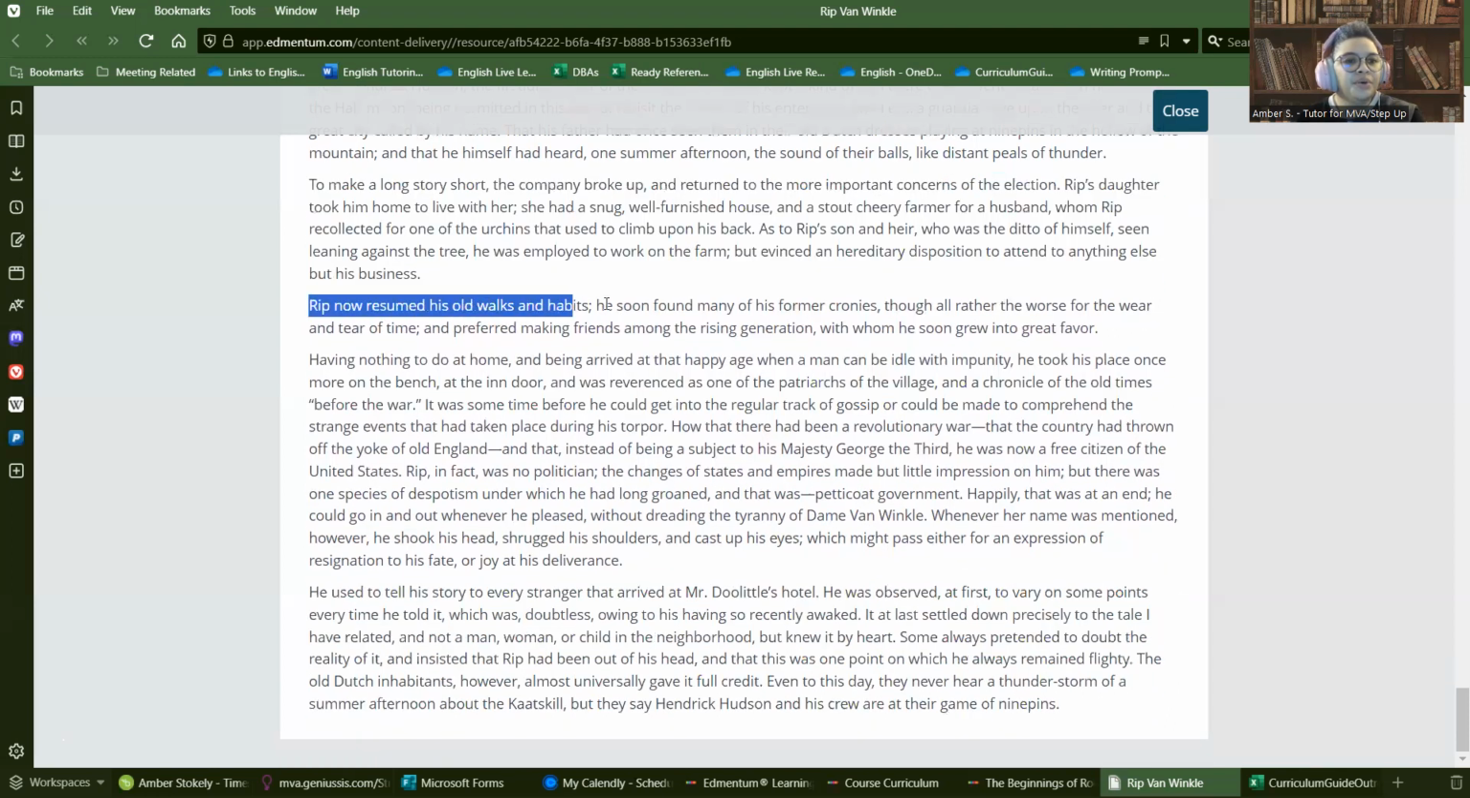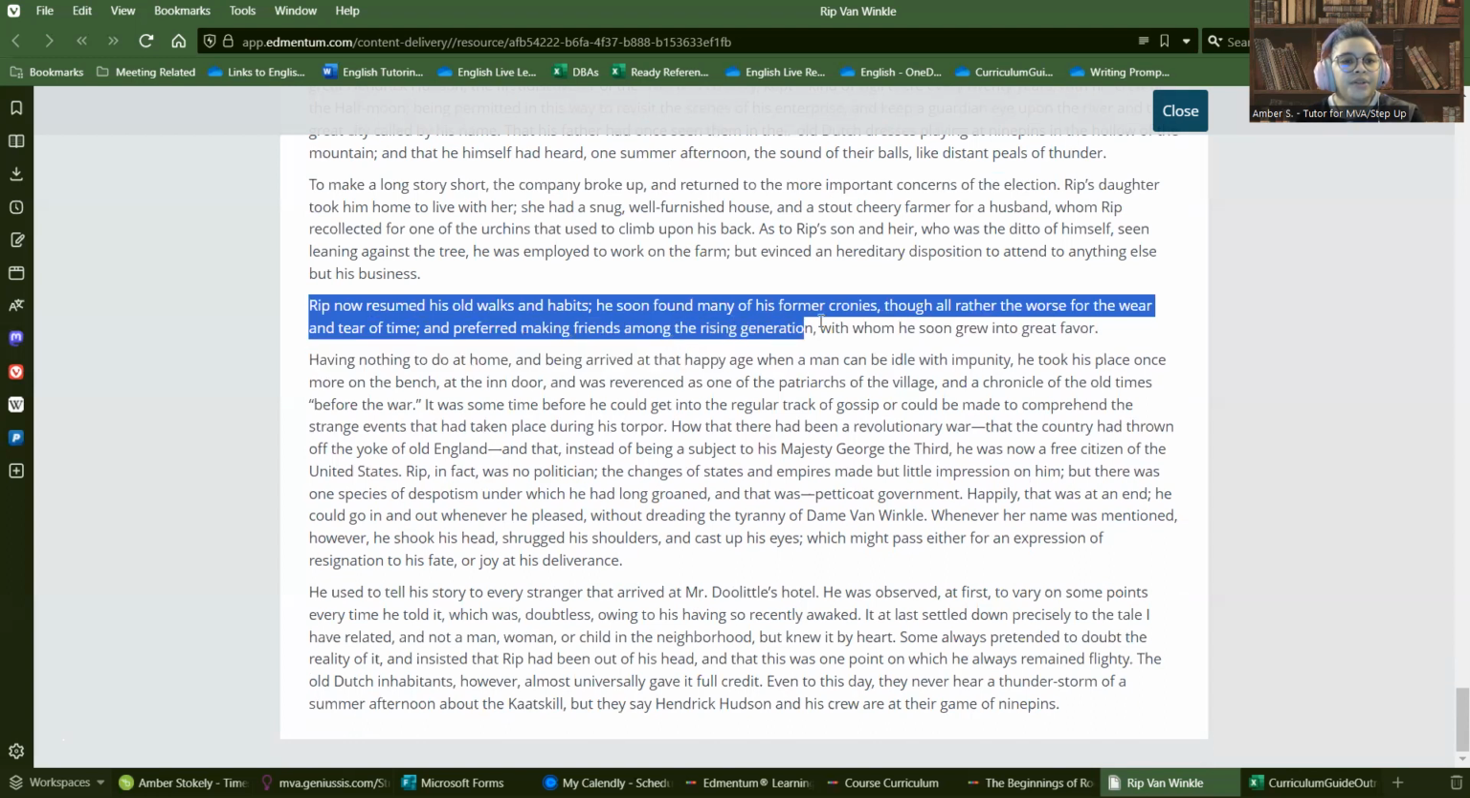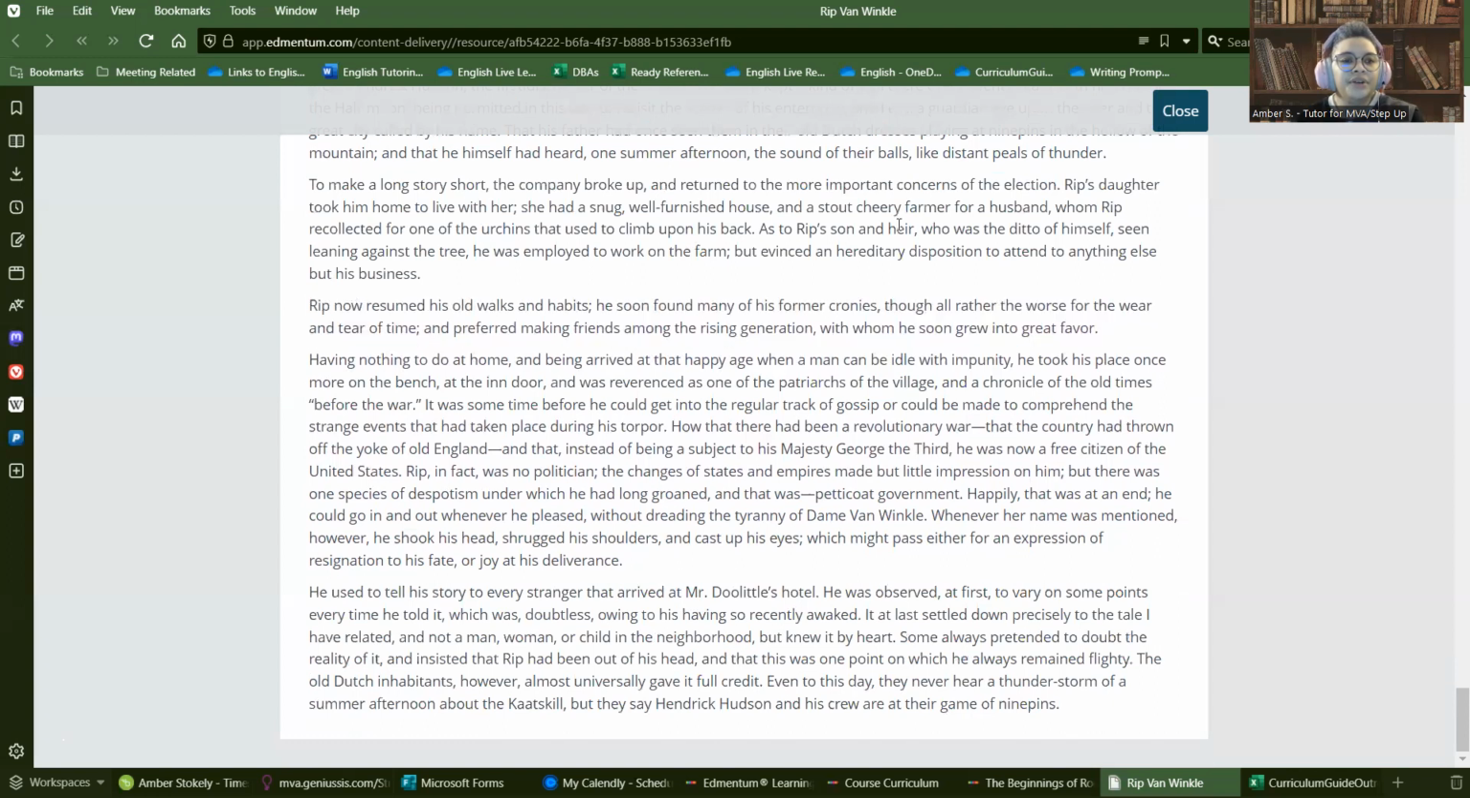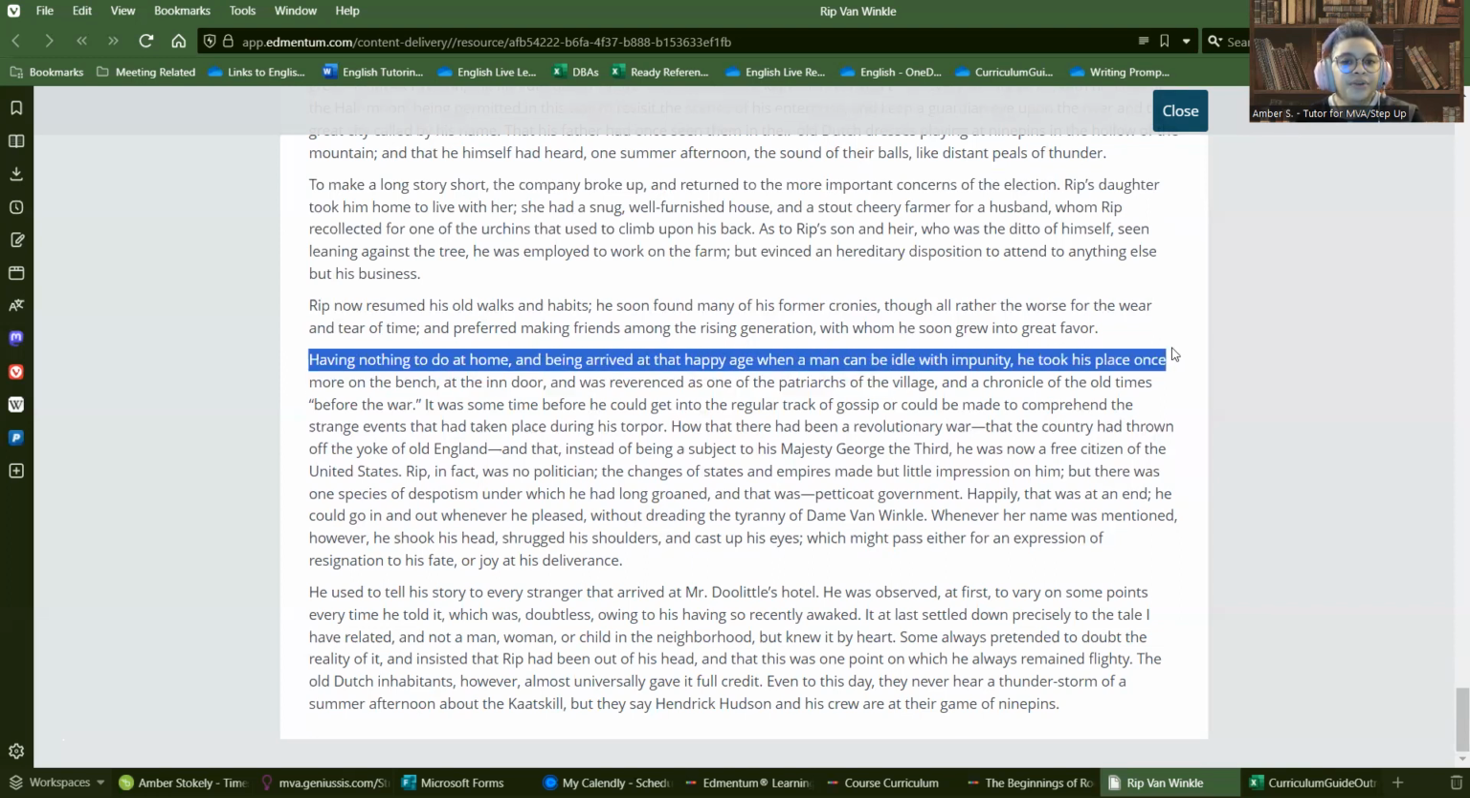Rip now resumed his old walks and habits. He soon found many of his former cronies, though all rather worse for the wear and tear of time, and preferred making friends among the rising generation, with whom he soon grew into great favor. So even though he's old, he's not in the same condition as everyone else from all the war and stuff that's been going on. So he prefers to hang out with younger people. And he became endeared to them, basically. He won them over. Having nothing to do at home and being arrived at that happy age where a man can be idle with impunity. So basically, he slept until he was so old that no one would talk to him or complain about not doing anything.